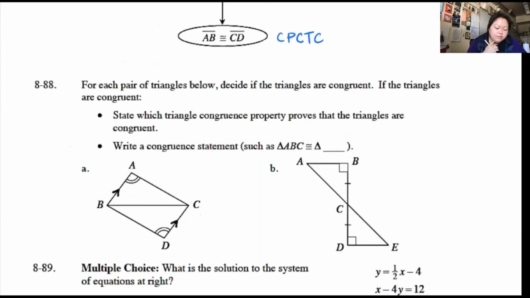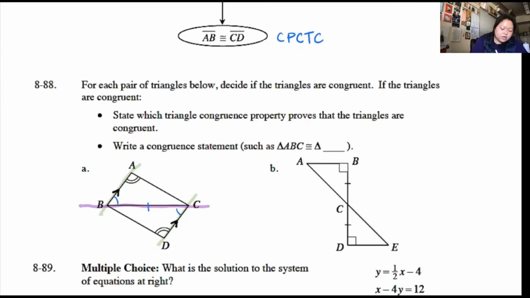Okay, for each pair of triangles below, decide if the triangles are congruent. If they are congruent, state which triangle congruence property proves that the triangles are congruent, and then write a statement. Okay, so I have some parallel lines again, so I can see my parallel lines, and I have my transversal. Okay, looking very good.